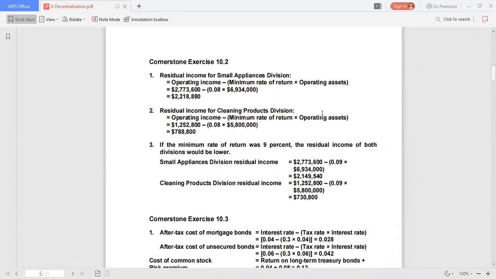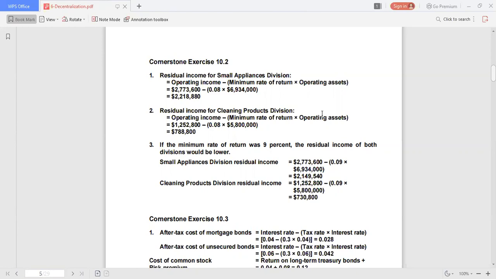What if the minimum required rate of return was 9%? How would that affect the residual income of the two divisions? So, if 9% in the case of requirement number 3, if the minimum rate of return was 9%, the residual income of both divisions would be lower.